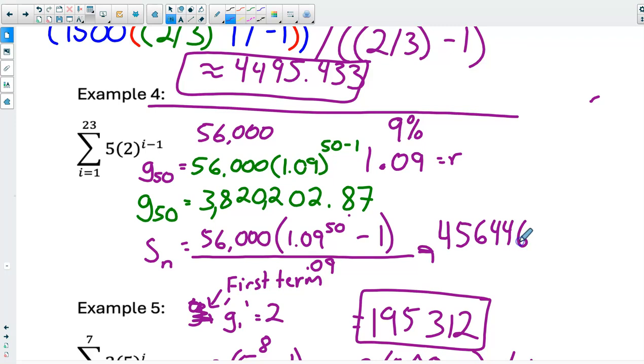You could say that I made like $45 million. That's unreal. That's not even close to real.